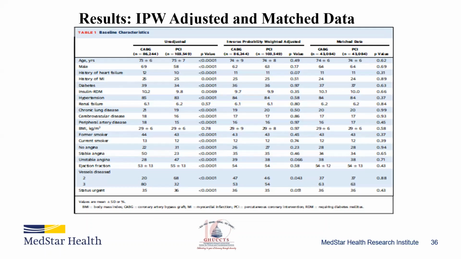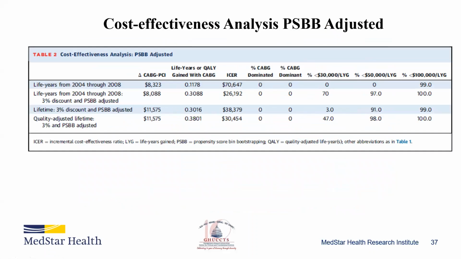And so what we did is do a cost effectiveness analysis based on the inverse probability weighted and the matching data, which of course you can see that when you match, you have quite a fewer number of patients to analyze than you do with the weighting adjustment. And so this is what our results look like here, where we have life years for the study from 2004 to 2008.